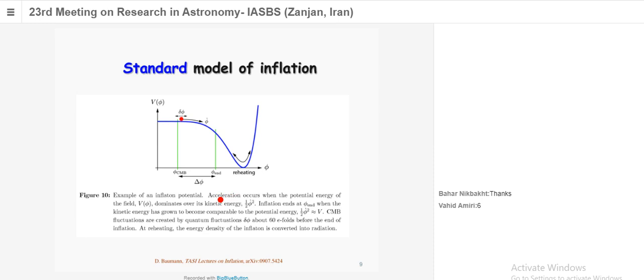This is the action of the standard model, but how does inflation occur in the standard model? Look at this picture. This shows a typical potential, which has a flat part at the beginning. This is an example of an inflaton potential. Inflation occurs when the potential energy of the field dominates over its kinetic energy, during this flat part of the potential, where we have slow roll.